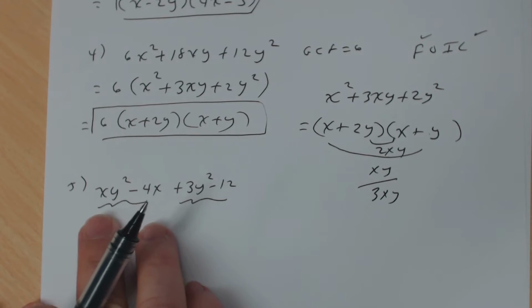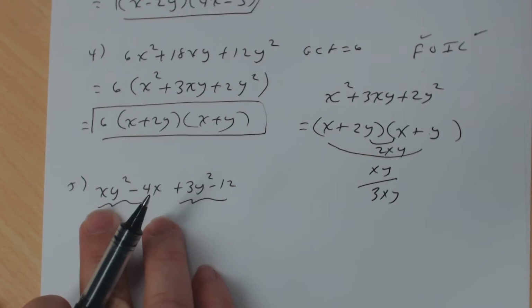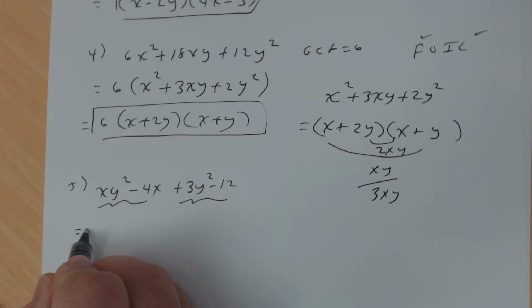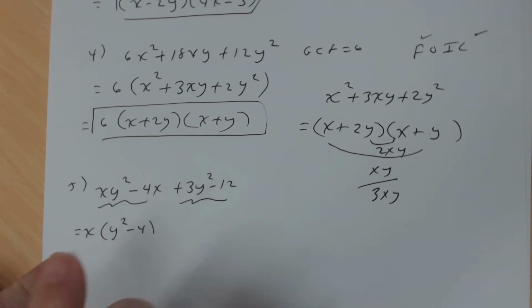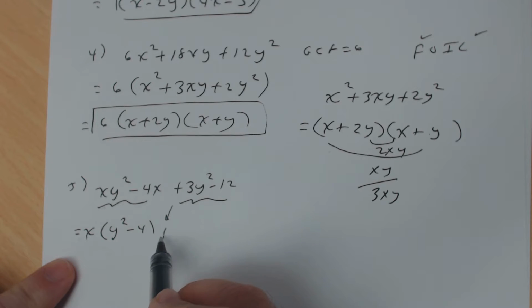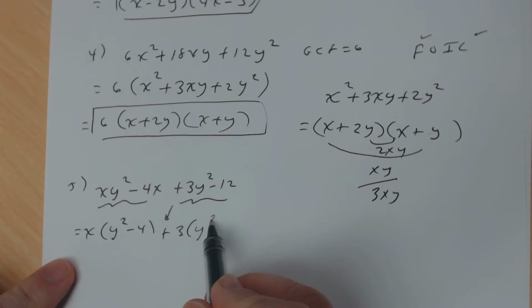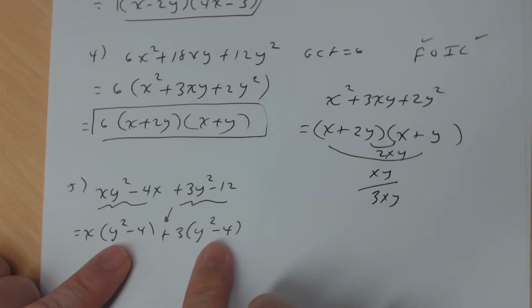And so when I group the first 2, I can factor out an x. And so I get x times y squared minus 4. X times y squared is xy squared. X times a negative 4 is a negative 4x. Over here, I can factor out a positive 3. And I get y squared minus 4 again. Okay?